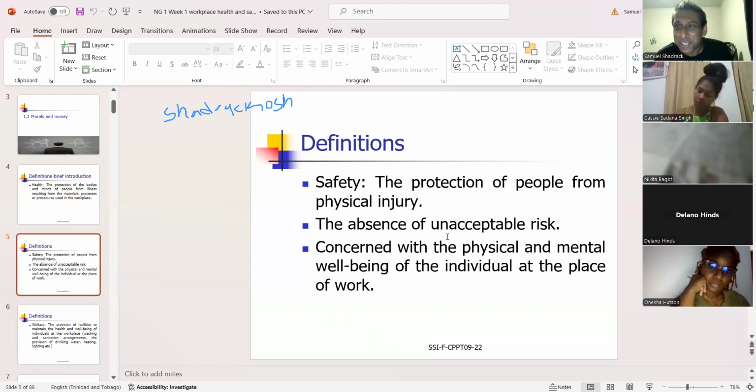If you decide to cross the street, of course, Trinidad and Guyana are different. If you decide to cross the street in Trinidad, cars will stop for you, especially if you're a young lady. Everybody will stop for you, right? So if you decide to cross the street in Trinidad, that may be seen to be safe.